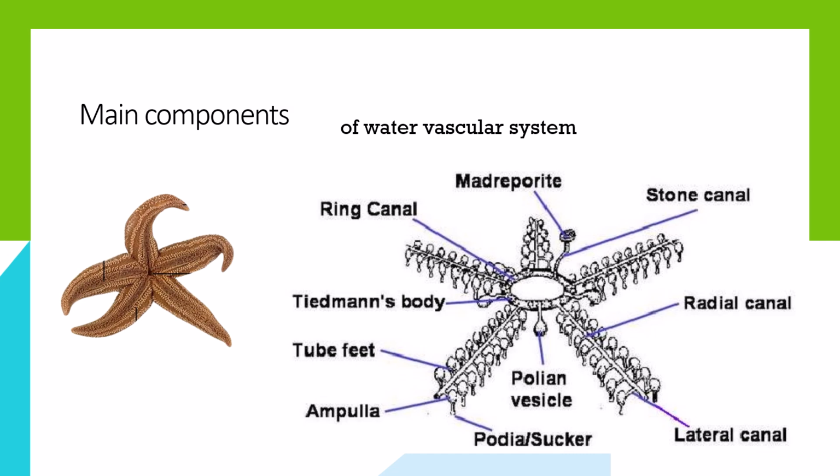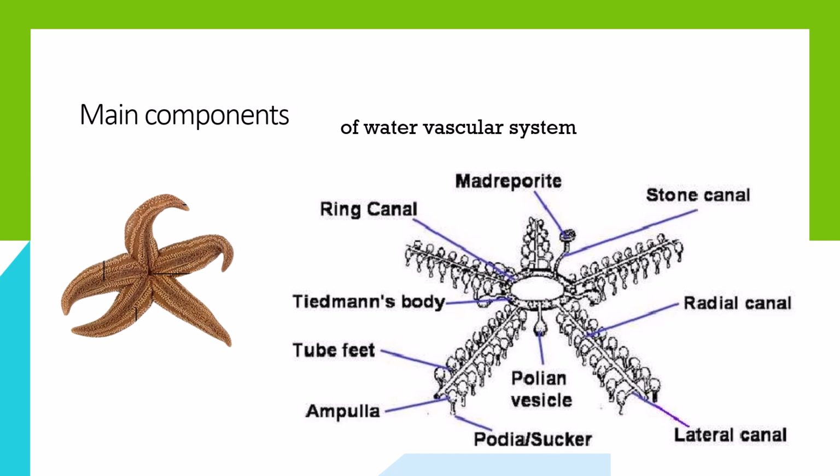Main components. What are the main components of this water vascular system? This is what we are learning now. Here, if you observe, this is a starfish. This starfish has two sides, an oral side and an aboral side. As we discussed yesterday, wherever the mouth is present, that is the oral side. On the other side, there are grooves, which are called ambulacral grooves. In these ambulacral grooves, you find the tube feet.